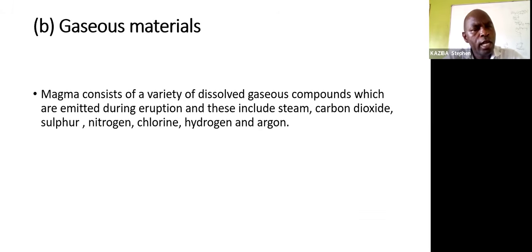Where you have acidic lava, it is associated with the formation of very steep landforms. Where you have basic lava, it is associated with formation of landforms with gentle slopes.